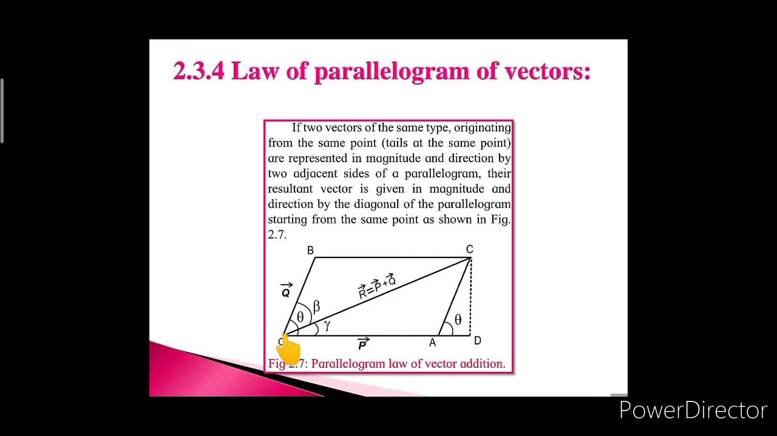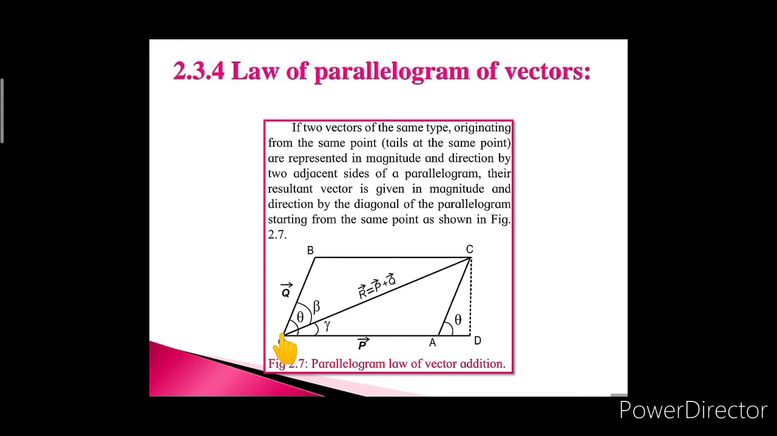So, according to this law, if two vectors, vector P and vector Q of the same type, originate from the same point, starting here at the point O, and are represented in magnitude and direction by the two adjacent sides of the parallelogram, then when we add these two vectors in this way, obviously the addition will be given as a resultant vector.